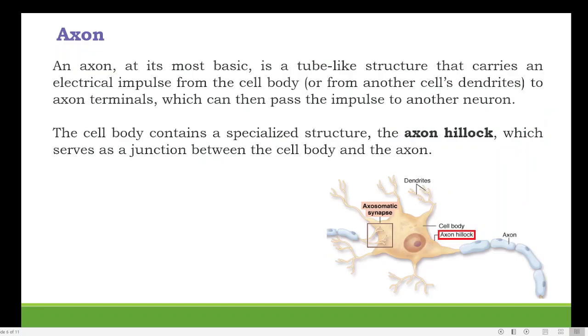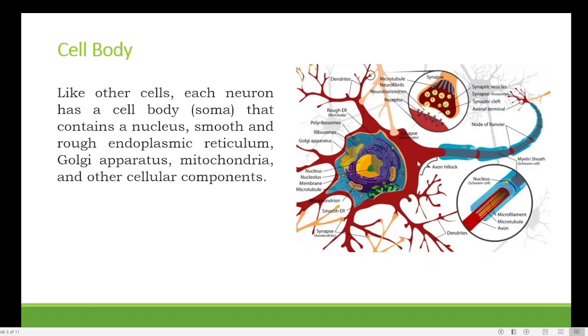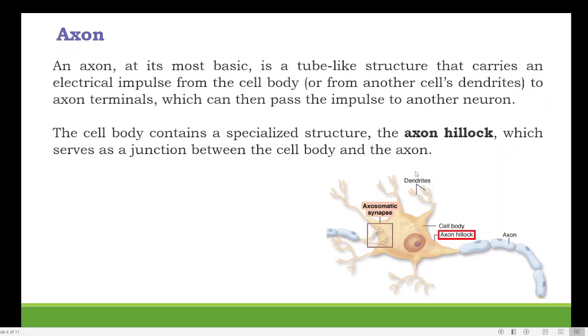Normally the cell body contains a specialized structure known as the axon hillock. Here you can see that, the starting region of the axon. Here also you can see that this is known as the axon hillock. Hillock means a small hill or a small hill-like projection. So that is why it is known as the axon hillock, which serves as a junction between the cell body and the axon. See, this is the cell body and this is the axon. Here this middle region is known by the name axon hillock. It is a connecting region between the axon and the cell body. So the main function of the axon is sending out messages, transferring messages to other neurons.